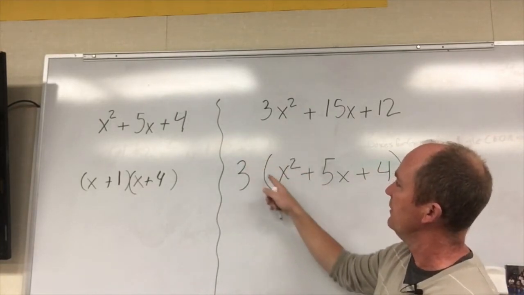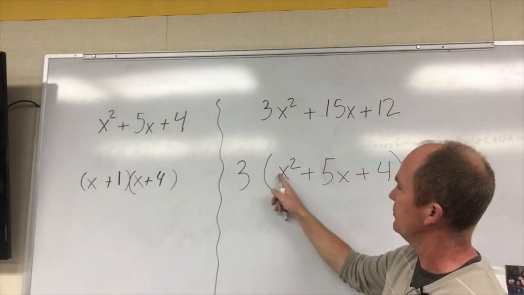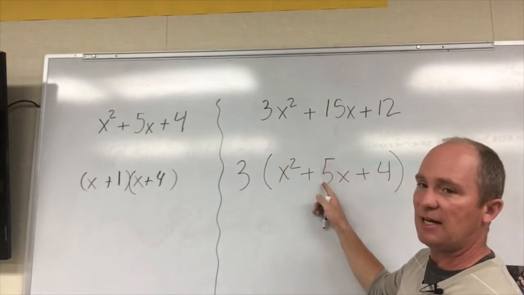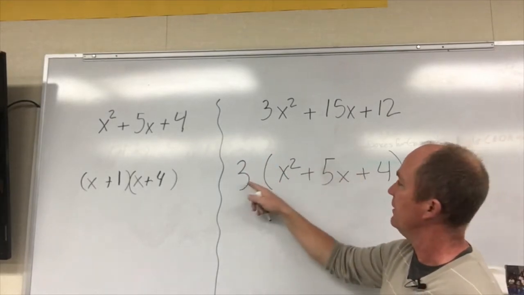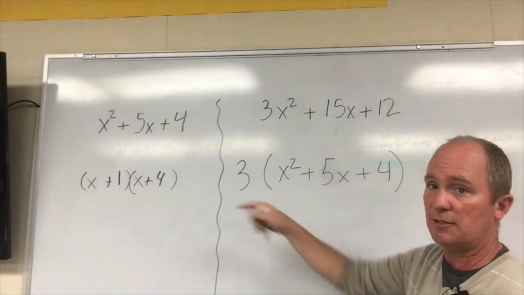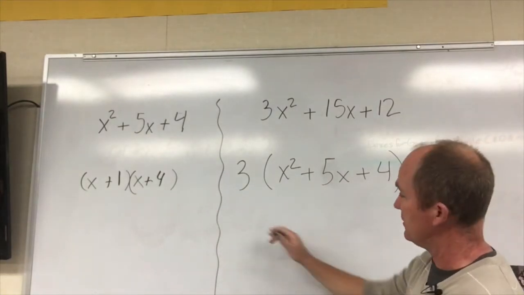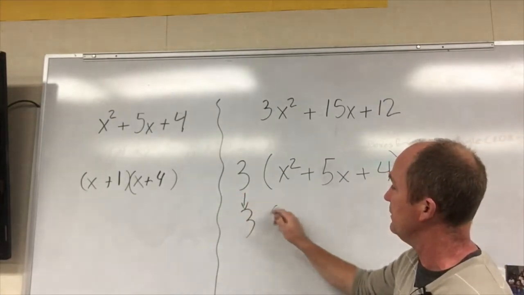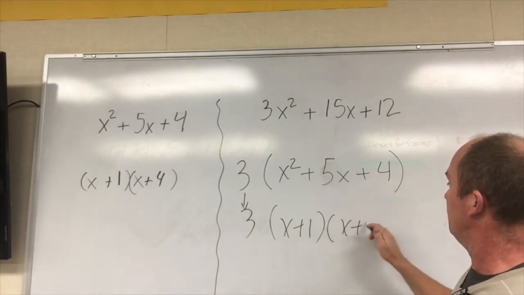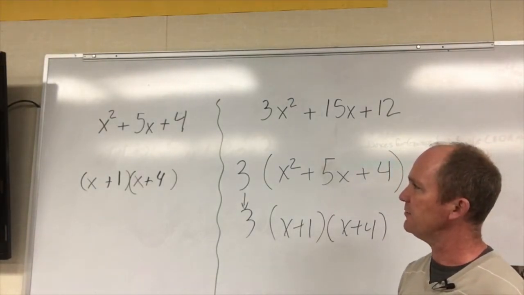So I pull out a 3, then I'm left with just x squared, because 3 times x squared is my 3x squared. I pull out a 3 from 15, so now I'm left with just 5, because 3 times 5 is 15. And then I'm left with a 4, because 3 times 4 is 12, right? So I could pull out a 3. And so in this case, this is now something that, like we just saw right there, could break down. So I bring down my 3, x plus 1 times x plus 4. And so at this point, we're factoring these out as far as we can.